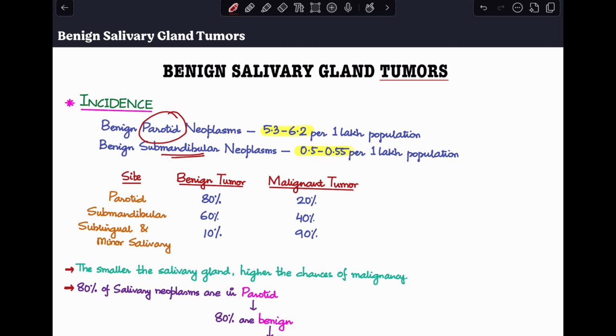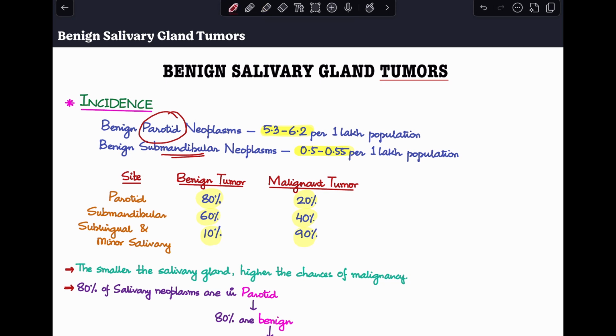So first, let's look at the parotid. In the case of the parotid, 80% of the tumors are benign, whereas 20% are malignant. In the case of the submandibular, we see that 60% are benign and 40% are malignant. And in the case of the sublingual and minor salivary glands, the case is actually the opposite of the parotid. 10% of it is benign, whereas 90% of it is malignant.